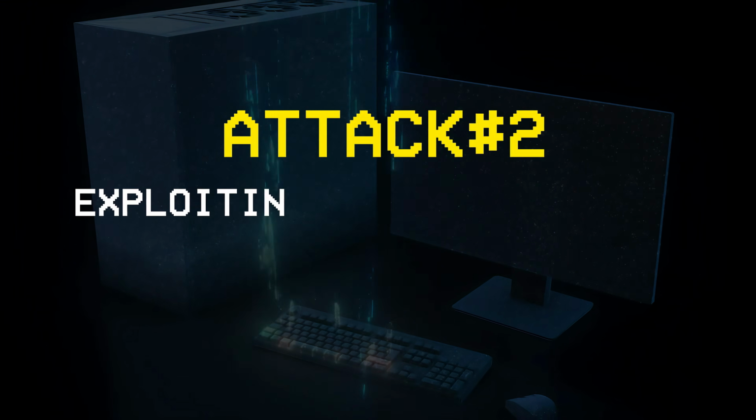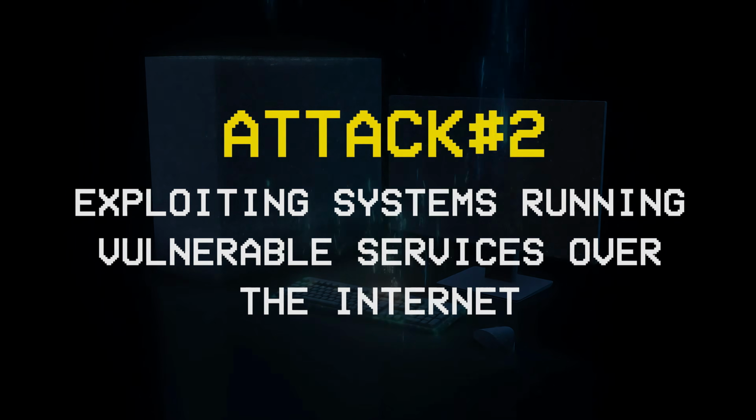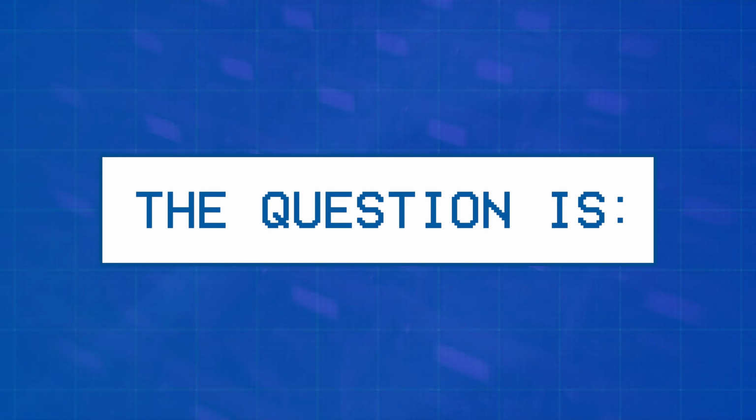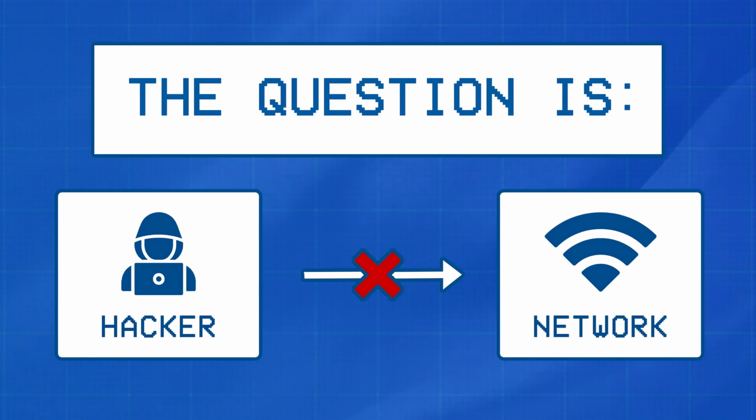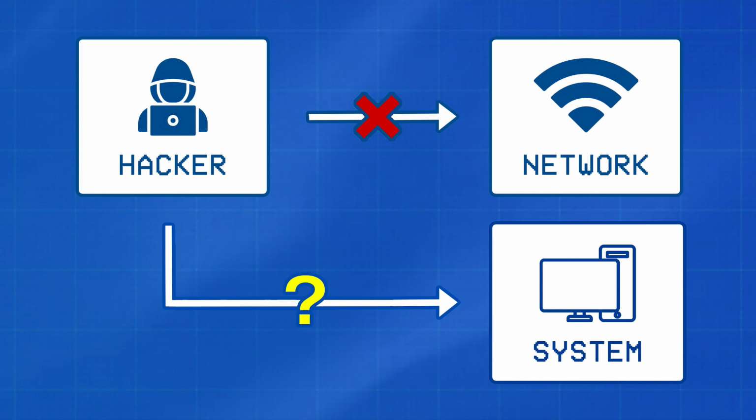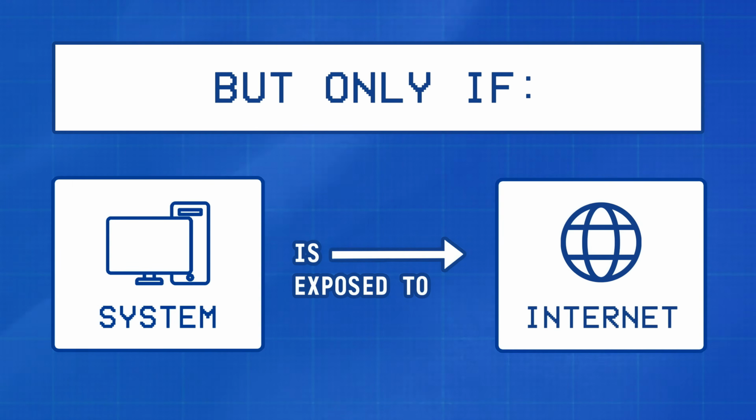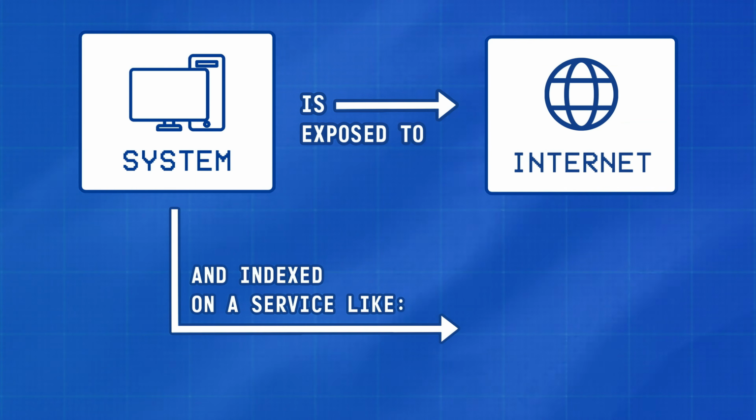Attack Vector 2, exploiting systems running vulnerable services over the internet. Okay, so now that we know how a system can be hacked if it is running a vulnerable service or protocol over a network, the question is, what if we're not physically close to that network? Can a hacker still break into a system in that case? Well, yes, but only if that system is exposed to the internet, and indexed on a service like Shodan.